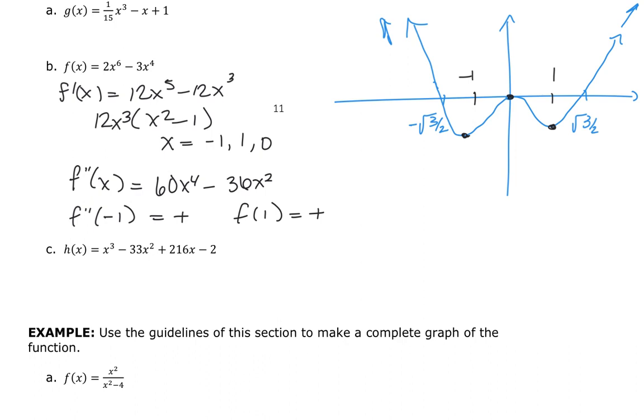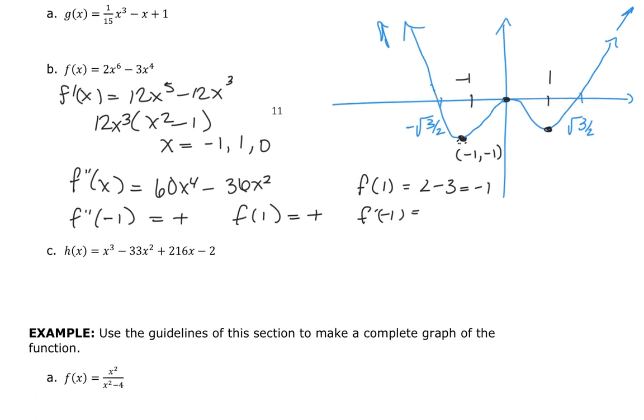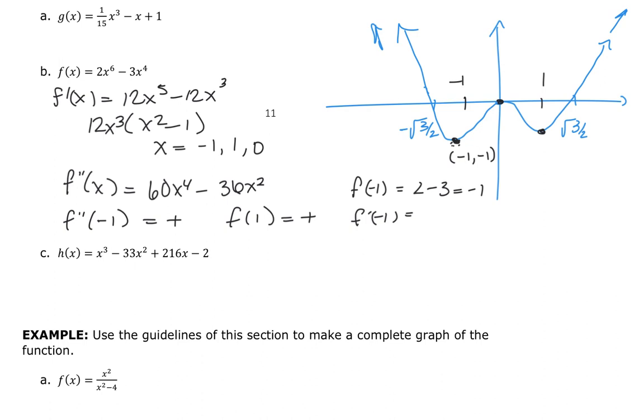Now, if I want to know how far I'm actually going to go down, so I can find the location, I can actually find the minimums. I'm going to do f of 1. I'm going to put 1 in the original function, and it's going to be 2 minus 3, which is negative 1. Actually, that should have been negative 1, so I'm going to put in a positive 1. And it's still going to be negative 1. So this is also going to be at 1 comma negative 1.